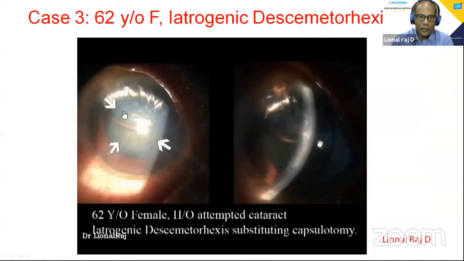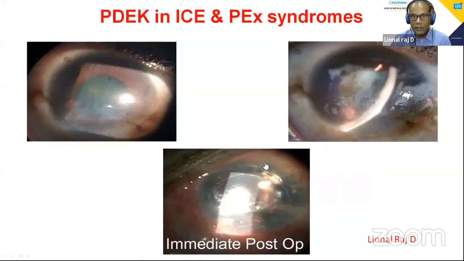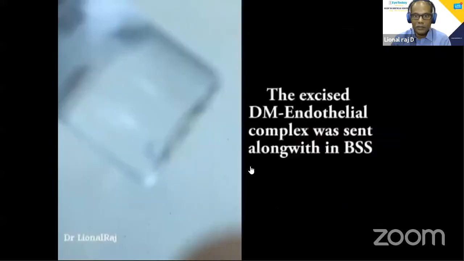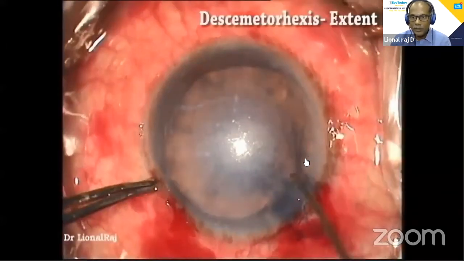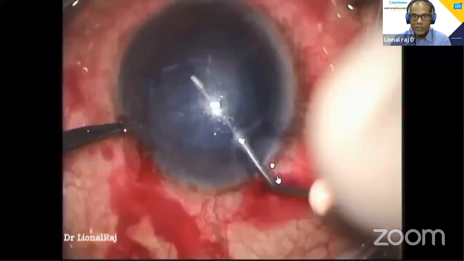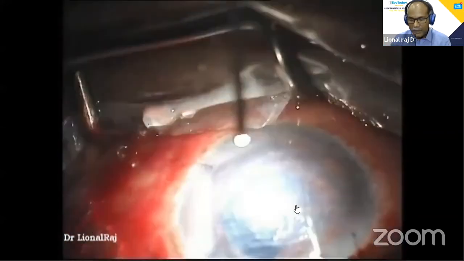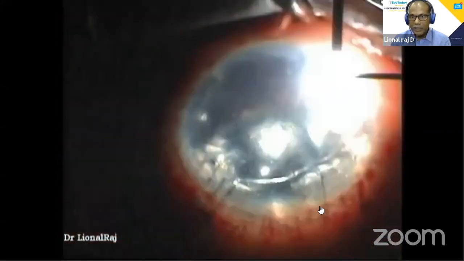This is one of our cases where in Thoothukudi, one of our consultants had made an iatrogenic Descemet's excess instead of a capsular excess. That was a strange complication. And we went ahead and he sent the Descemet's complex in saline also. You can see the overhanging border of the Descemet's. Did a real capsular excess. The residual Descemet's is removed and a pre-Descemet's graft helped.